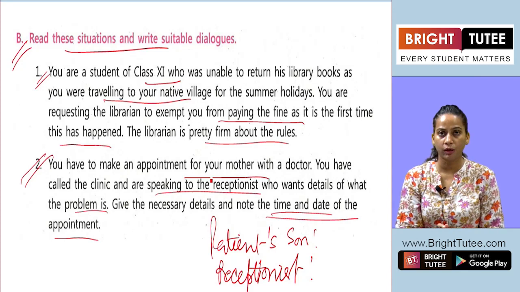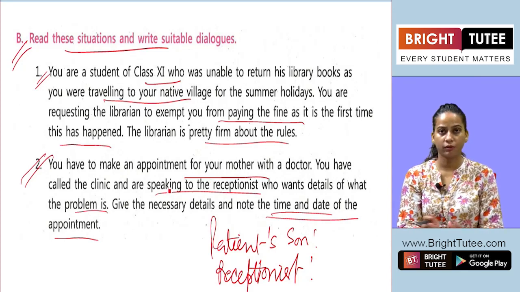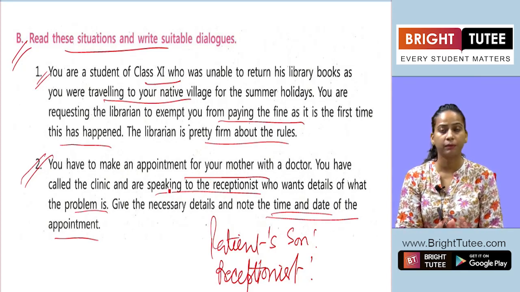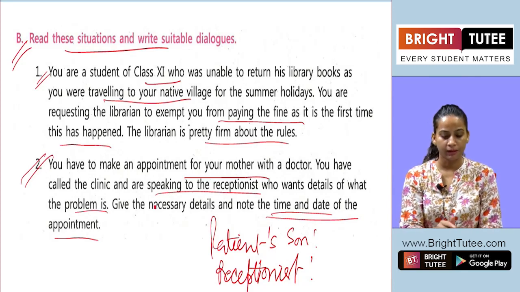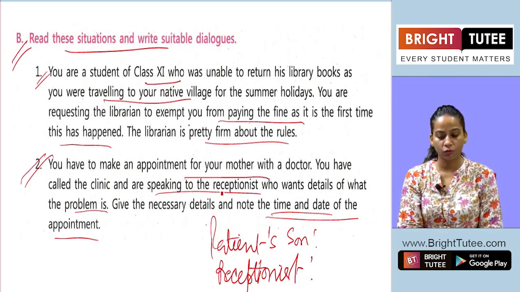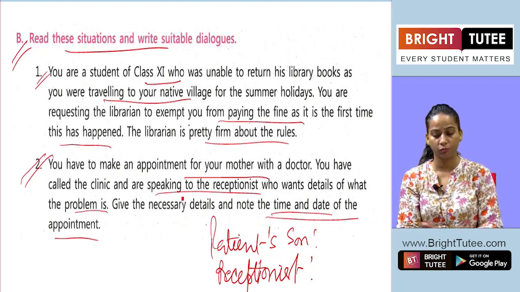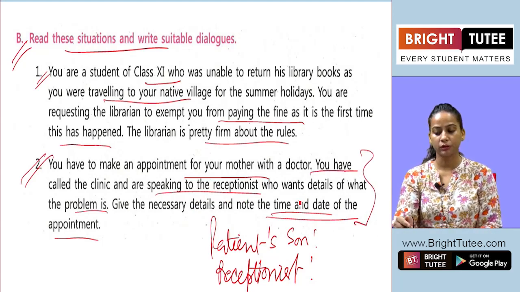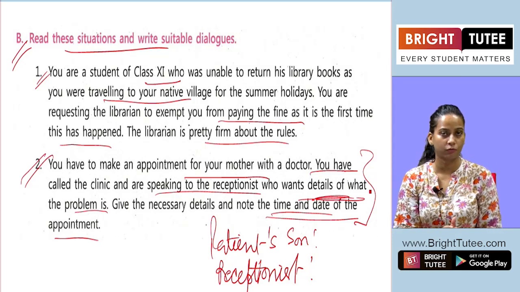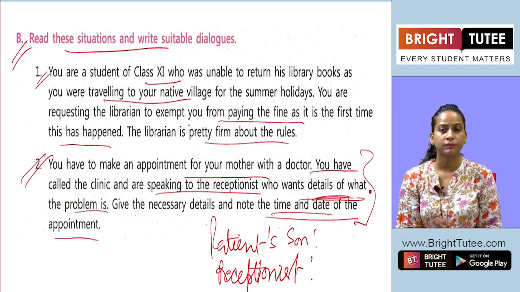May I know who you are? Then the patient will mention his or her name. The patient is going to mention his name. Receptionist: I would like to note down your mother's age, name, as well as what problem she would like to have a consultation for. Then, based on the details given here, because details will be asked by the receptionist, accordingly you have to frame the dialogue.